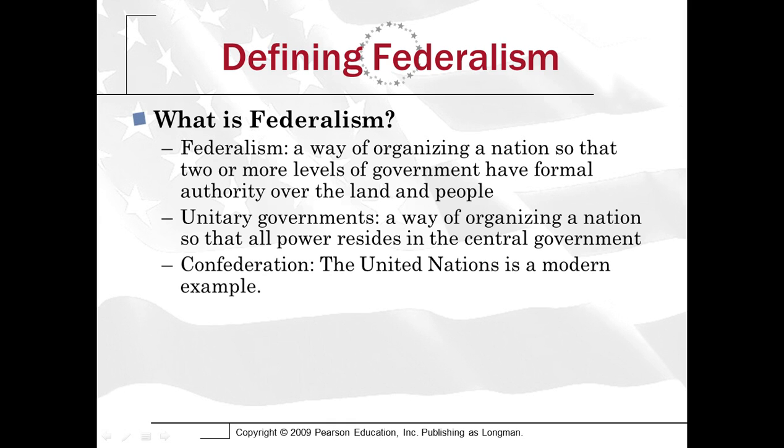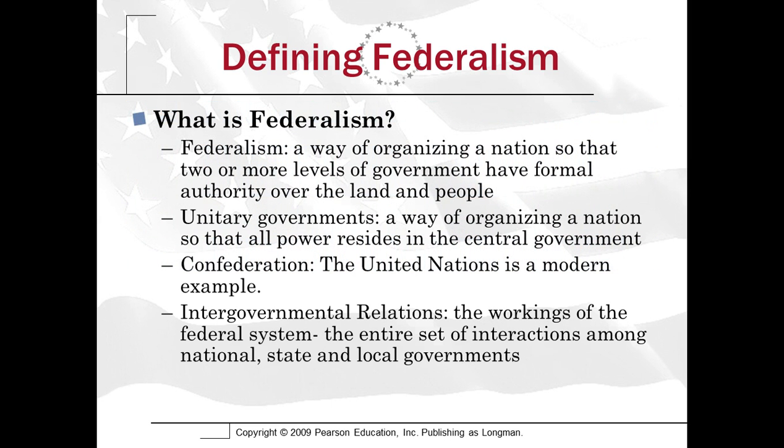There's also a confederation, which we talked about a little bit. In a confederation, the smaller levels of government, I should say, have the power. The Confederacy, of course, where the states were more powerful than the federal government. The Articles of Confederation government are an example. And here they, of course, use the United Nations as an example of a confederation.